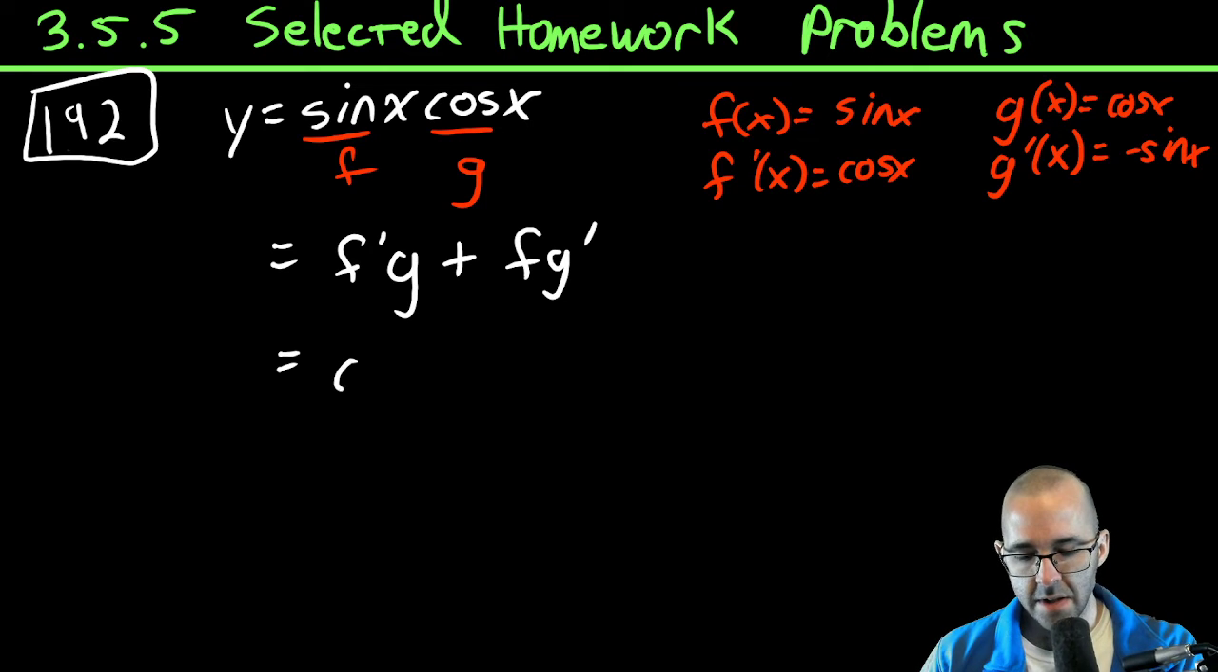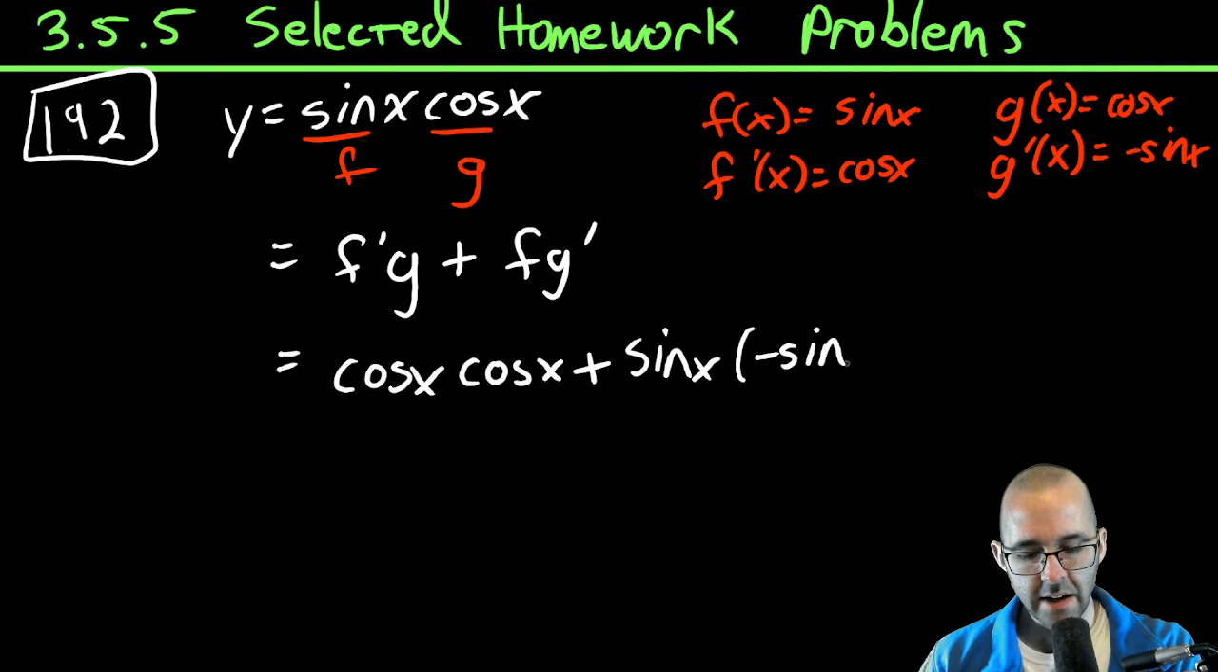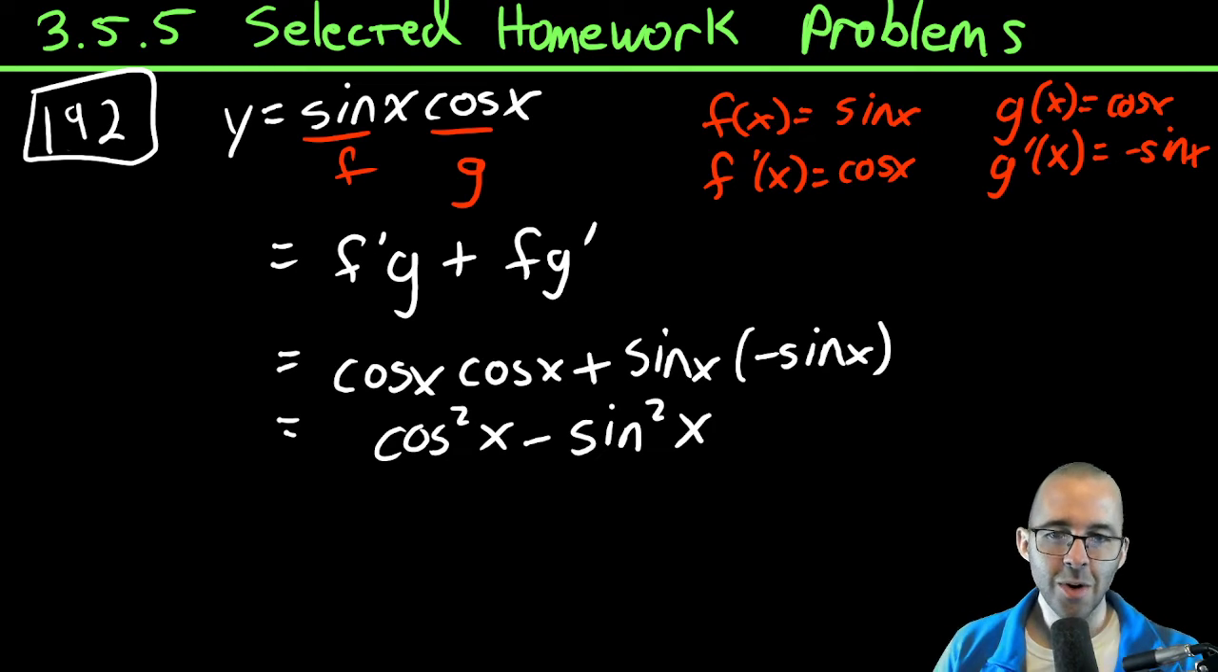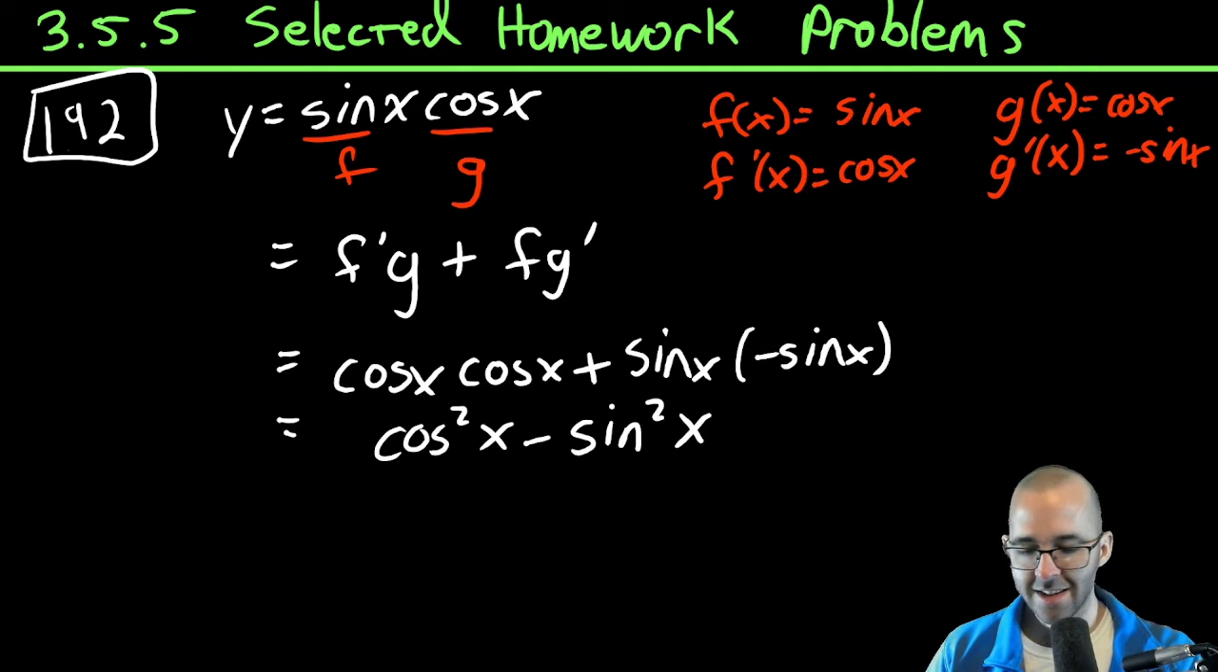All right, f prime is cosine of x times g, which is cosine of x. We've seen something like this before. Plus f is the sine of x times g prime, which is negative sine of x. So all in all, that gives us cosine squared minus sine squared of x. This is almost really nice, right? If that were a plus, then it would simplify to 1. So this is y prime, sorry.